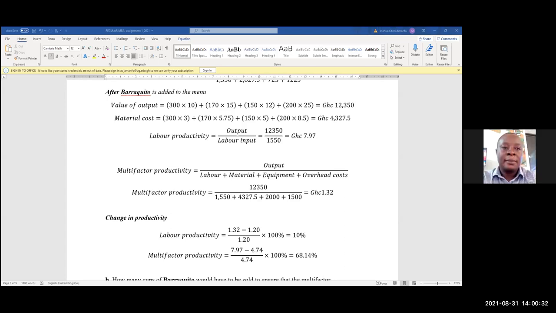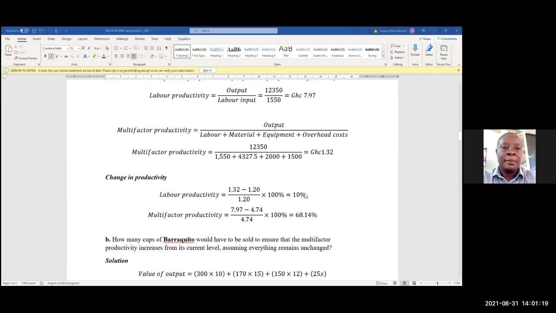So for the labor productivity after Barakito is added, we have the labor cost given to us, so we divide our new value of output by our labor cost, and that gives us 7.97. And for the multi-factor, we are going to add labor, the new material cost, the equipment, and the overheads. That should give us a certain value, and dividing our output by it gives you 1.32.